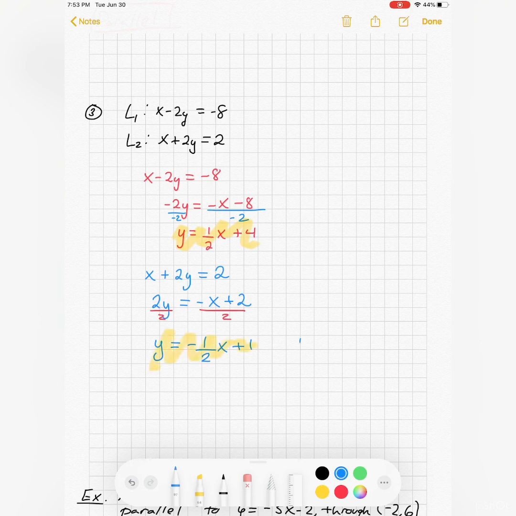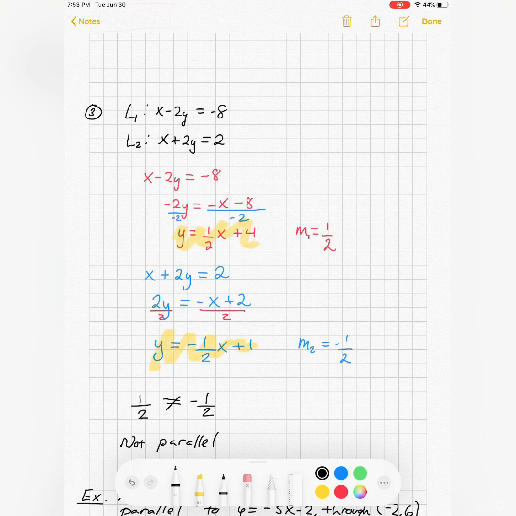Okay, so my second slope here is -1/2. My first slope is +1/2. So they are not the same. So what could I say? I could say +1/2 is not equal to -1/2. So they're not parallel. What about perpendicular?